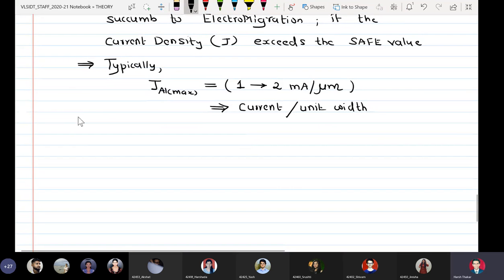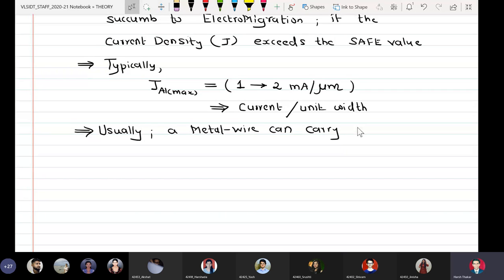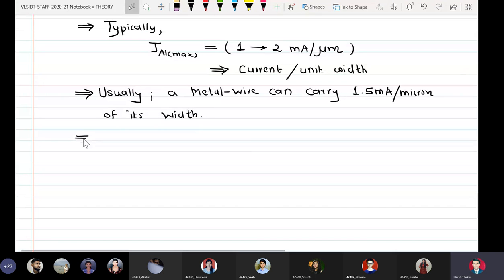Okay, so we have some statistics here. Usually a metal wire can carry 1.5 milliamperes per micron of its width.